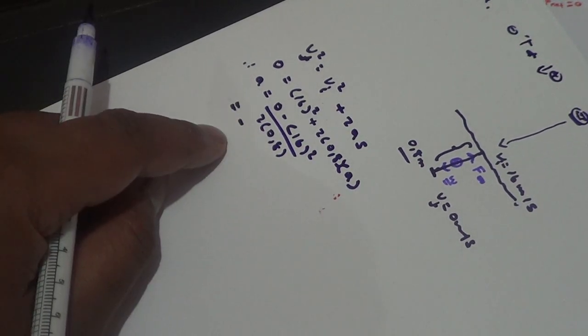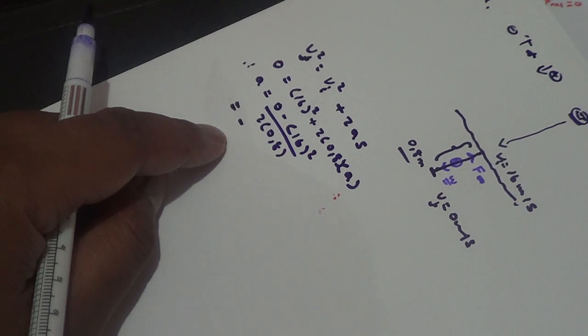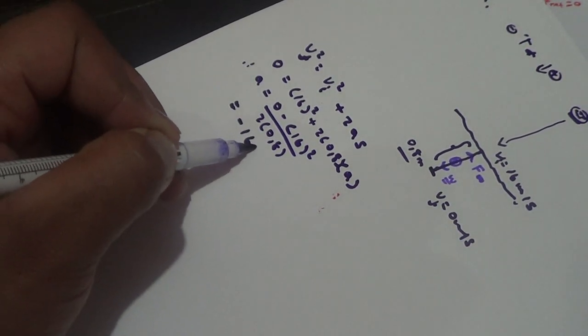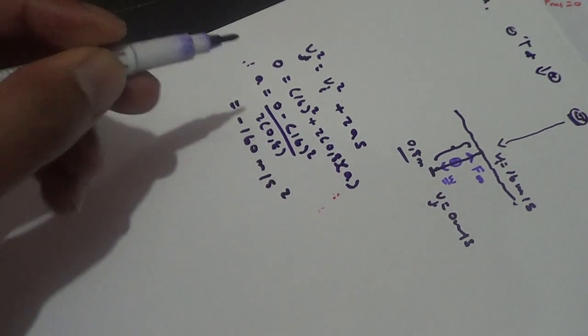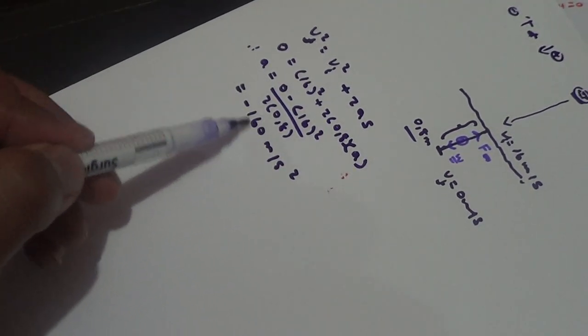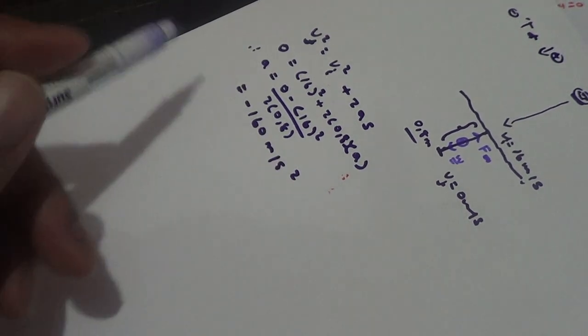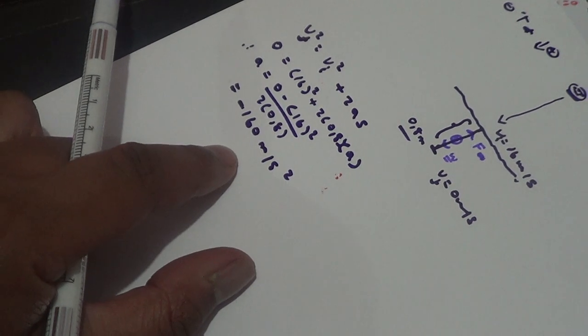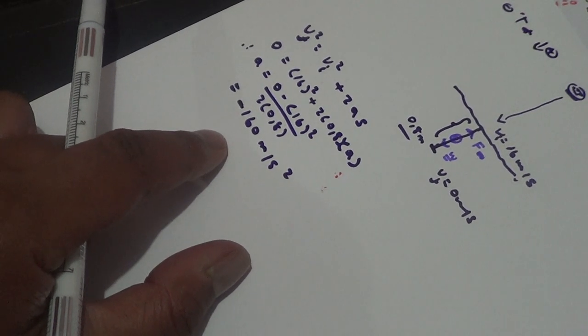Okay, let's move a bit quicker because I think I am wasting a lot of time. 2 times 0.8. So what I'm getting here is minus 160 meters per second squared. Or you can write 160 meters per second squared up. So the sign already tells me the direction, so I know I'm still correct in terms of my vectors. Okay. That is the first thing I needed.